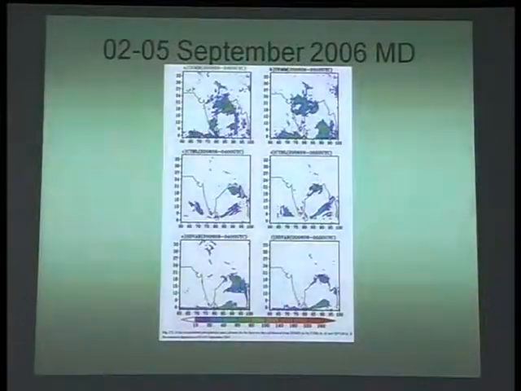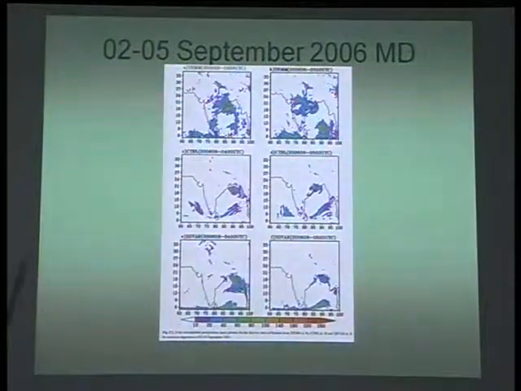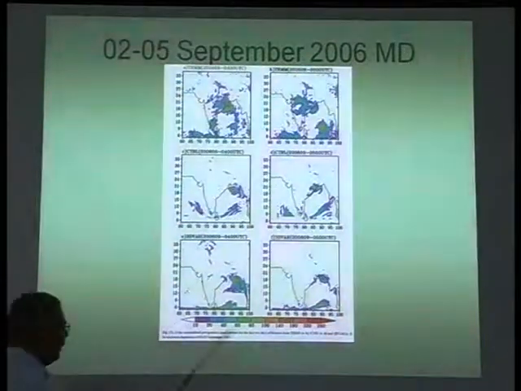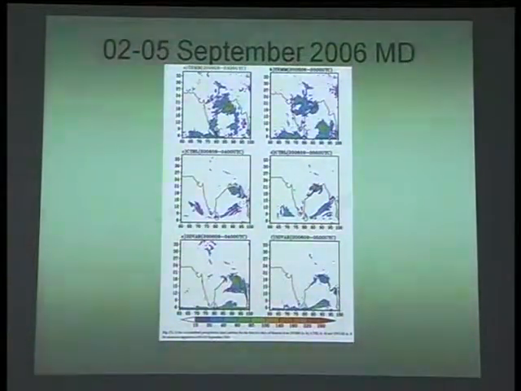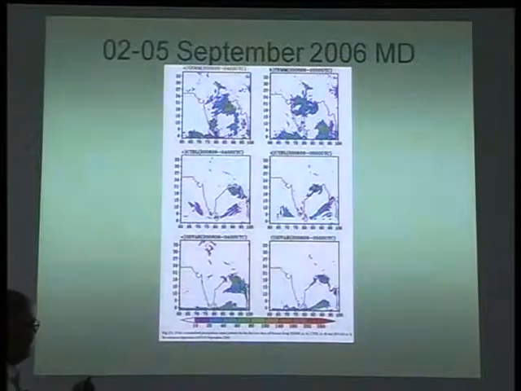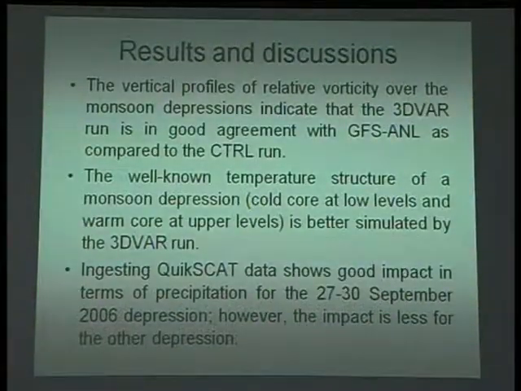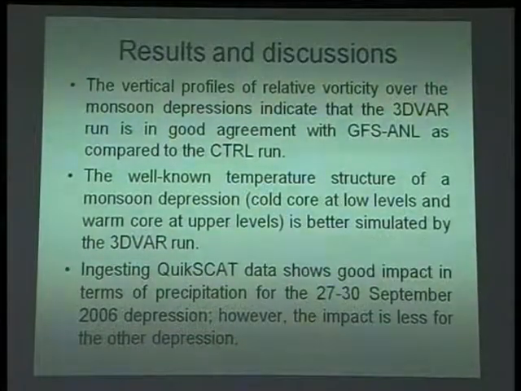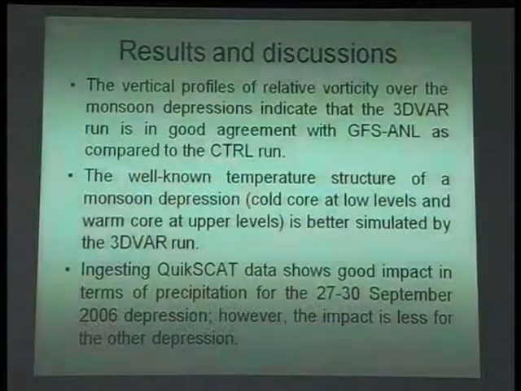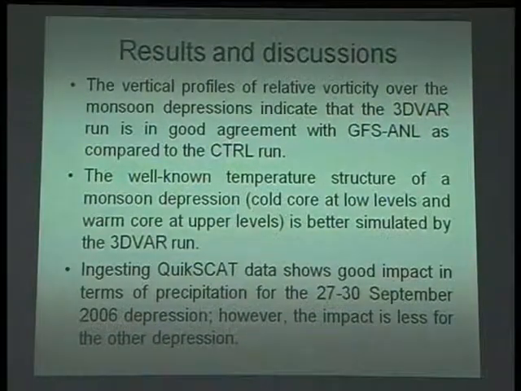So these are the 24-hour accumulated precipitation for day 1 and day 2. Top panels are your TRMM, the middle panels are your control simulation, and the lower panels are the results of the simulated precipitation for day 1 and day 2 from the 3D-VAR run. There are differences, as everyone can notice here. Agreement with GFS analysis of controls. So just QuikSCAT data shows good impact in terms of precipitation, primarily for day 1, the impact is less for day 2.